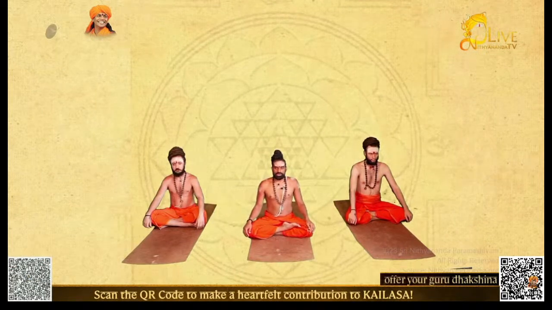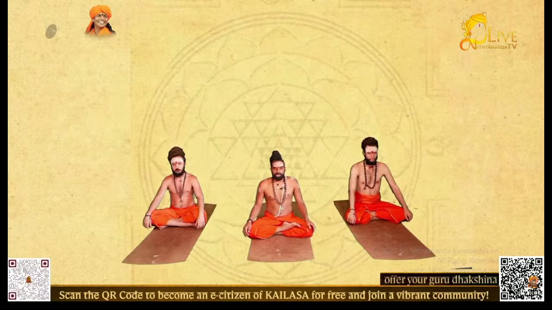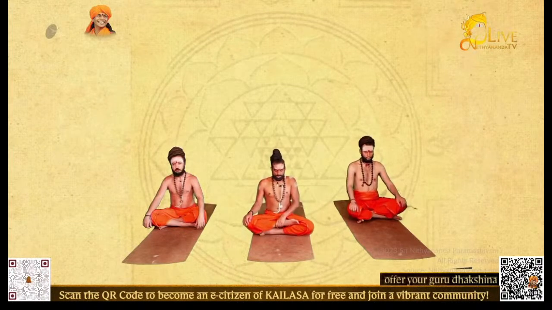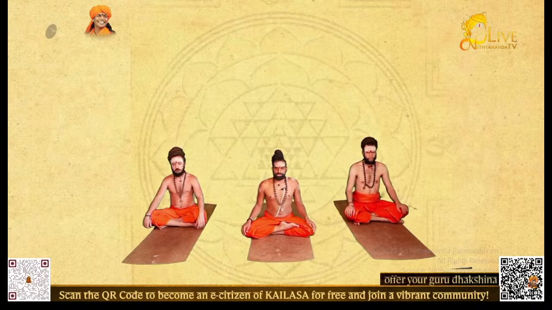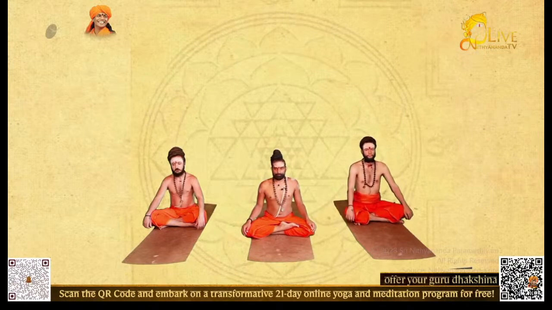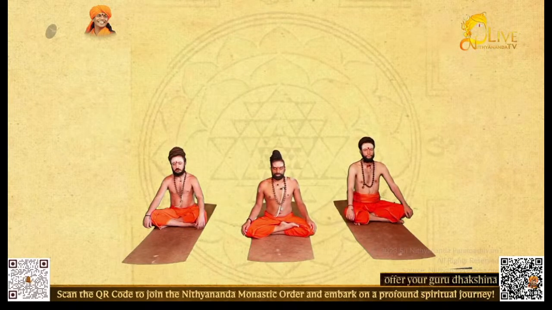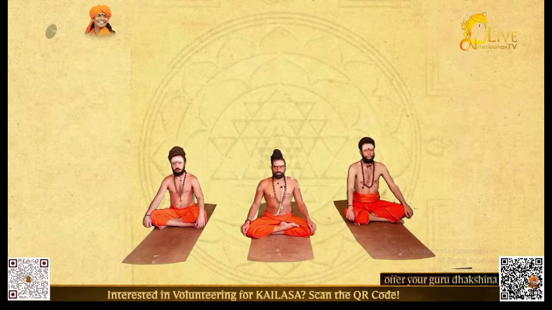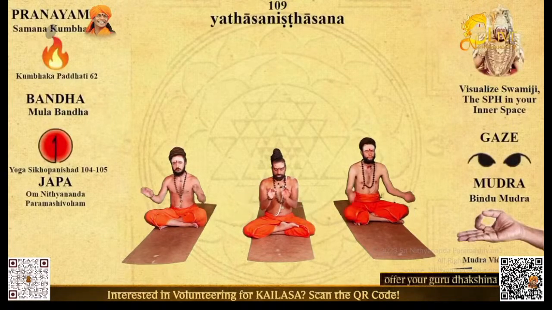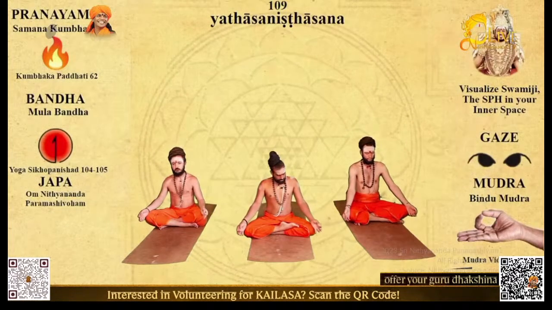The next asana is Yatha Sanishthasana. Now as you sit in any comfortable position that brings ease to your physical and mental space. That is Yatha Sanishthasana. The pranayama is Samana Kumbhaka, which is inhaling, visualizing flame or heat up along the spine towards the navel center. Now bring index finger and thumb in Bindu Mudra as you place them on the respective knees.